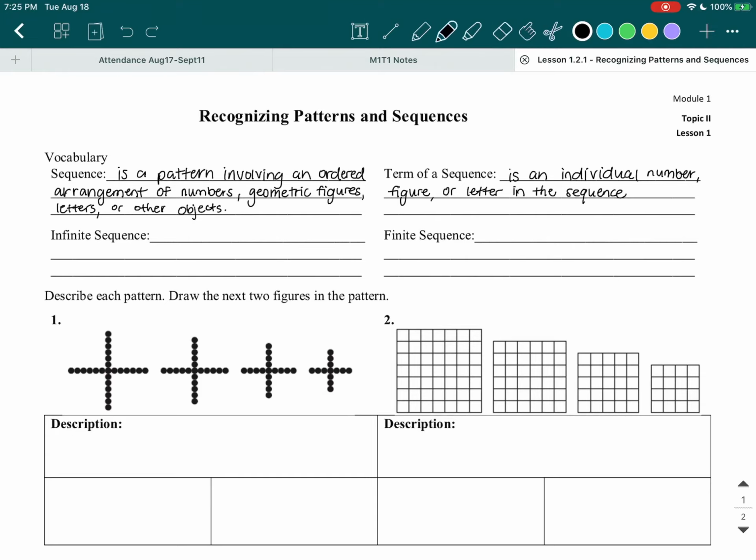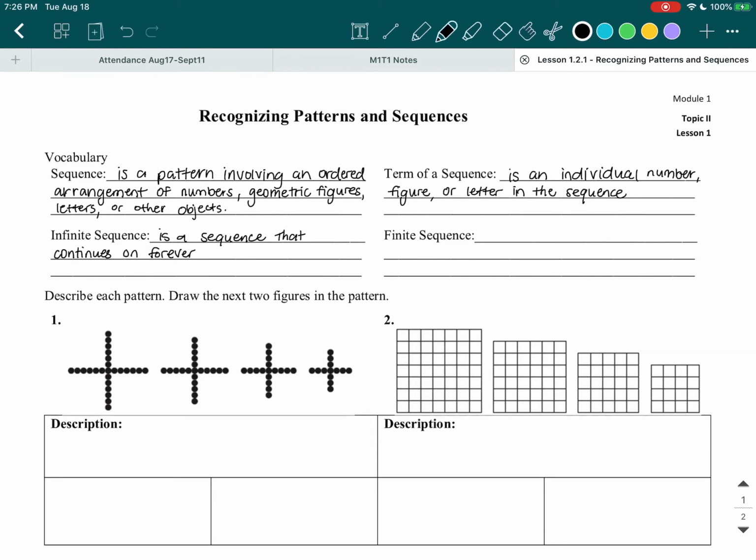An infinite sequence is a sequence that continues on forever. Oops, that looks weird. There we go. A sequence that continues on forever.